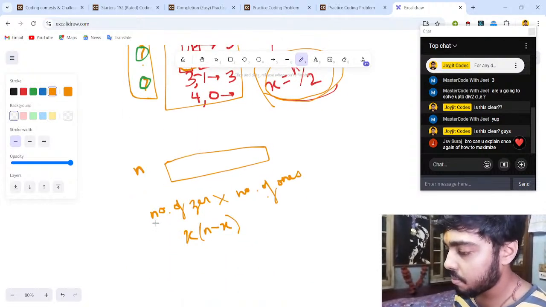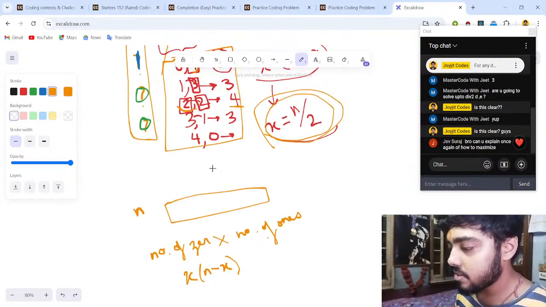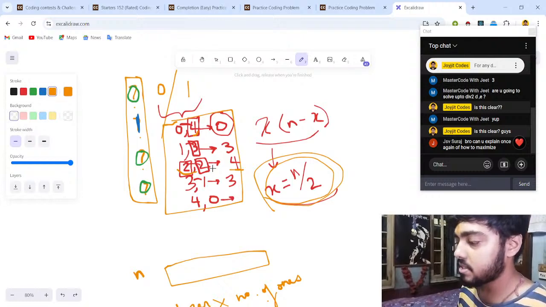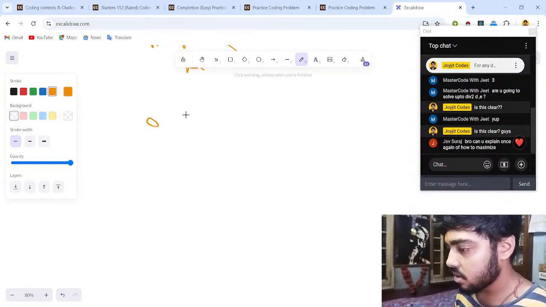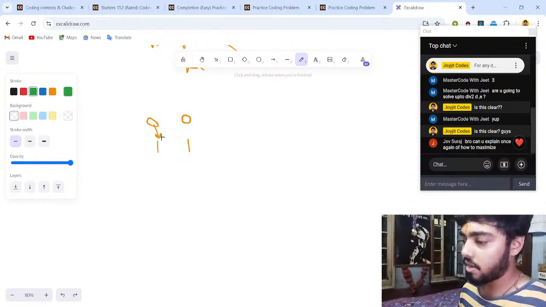And if you're asking why it is the number of zeros into the number of ones, I can also explain. For every specific zero, the ones are the positions which are differing, and Hamming distance means the differing positions. So let's say there are two zeros and two ones. For the first zero, each of the two ones is going to contribute to the Hamming distance, and for the second zero, each of the two ones is also going to contribute. So basically 2 into 2, that is the number of zeros into the number of ones.